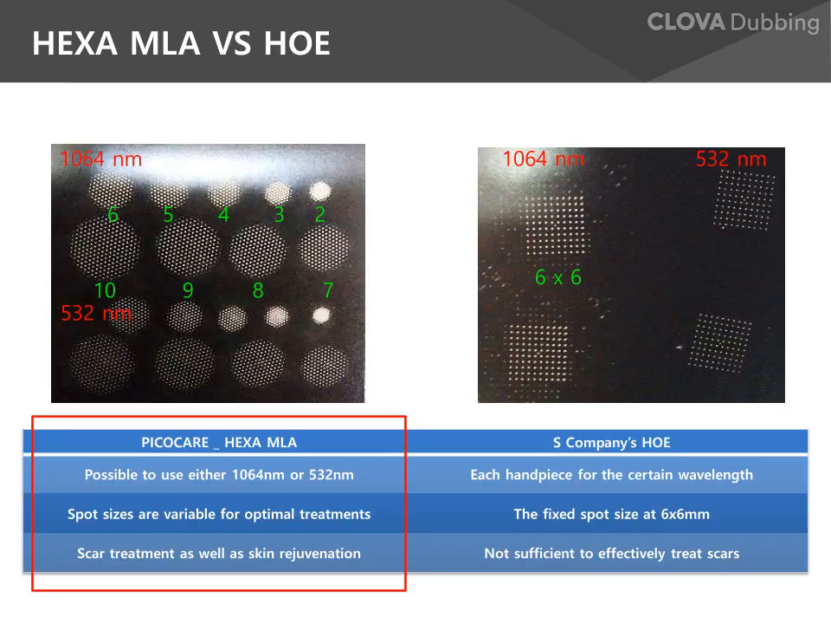Our equipment's MLA handpiece can be used with both 1064 nanometers and 532 nanometers wavelengths in a single handpiece and allows for the adjustment of various spot sizes. Additionally, unlike other companies' HOE handpieces, it is effective for scar treatment.